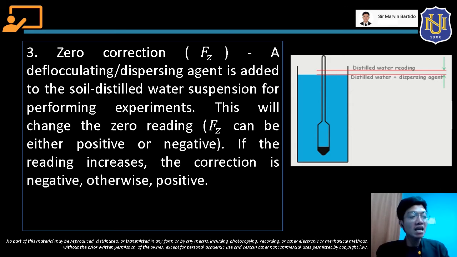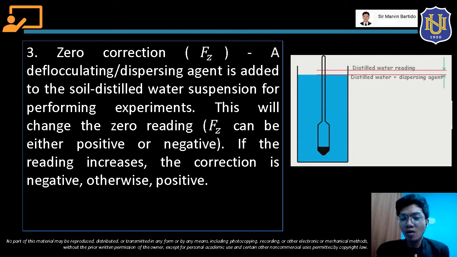Pero may mga cases kasi, class, na hindi distilled yung water na ginagamit. Let's say, tap water, or tubig sa gripo. May mga impurities kasi dun, class. Hindi siya pure na water. Yung mangyayari doon, magbabago yung reading doon. But in this case, kung distilled water, 0 yung magiging reading natin.